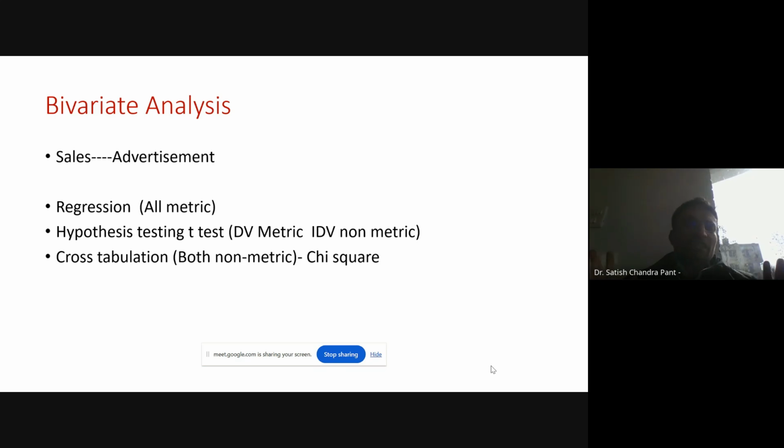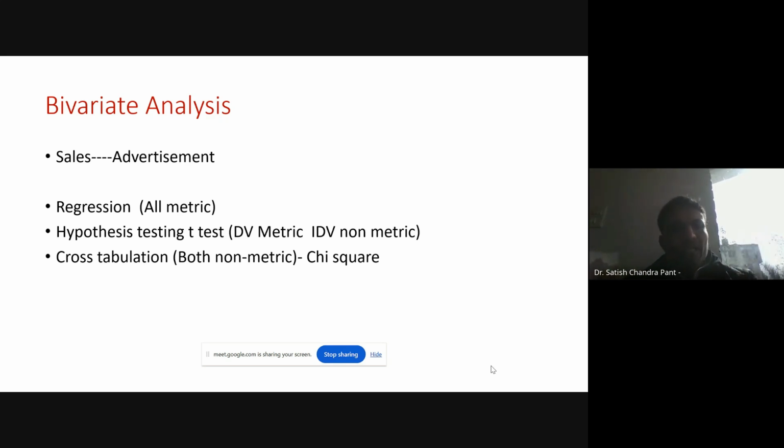Merely t-test will suffice the requirement if the dependent variable is metric in nature and the independent variable is non-metric in nature. Now the third example is if both the variables are non-metric in nature. I mean the dependent variable is always in the nominal scale or ordinal scale, and the independent variable is also having metric and non-metric scale.